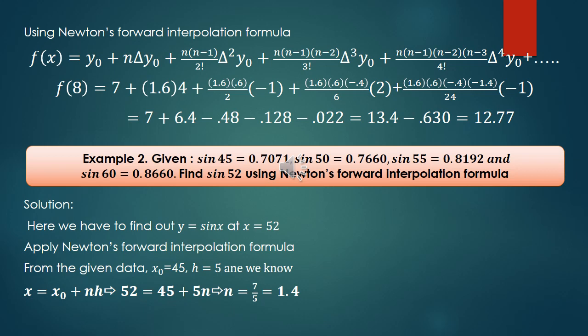Therefore, we consider that 52 is very near to the starting value of x. Here we have to find y equals sine x at x equal to 52. Applying Newton's forward interpolation formula, x naught is equal to 45 and h, the interval of difference, is equal to 5. Therefore, x equals x naught plus nh. Substituting the values, 52 is equal to 45 plus 5n. Therefore, n is equal to 7 by 5. The answer is 1.4.